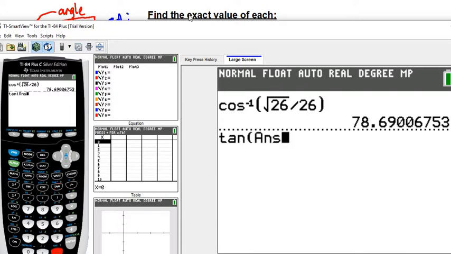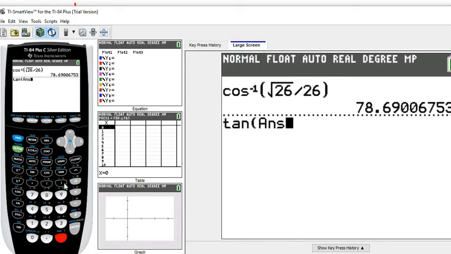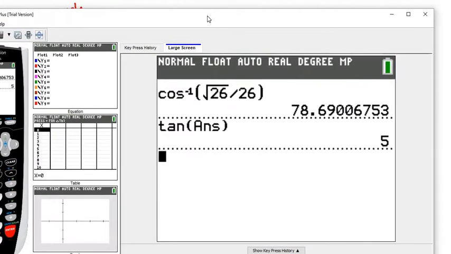So I'm going to hit second answer. Answer just lit up. I don't know if you can see it at the bottom there, lit up in red. So that way we don't have to round it off. We can get an exact answer. And you can see, when I move the screen, that we do get 5. So that's a good way to check.